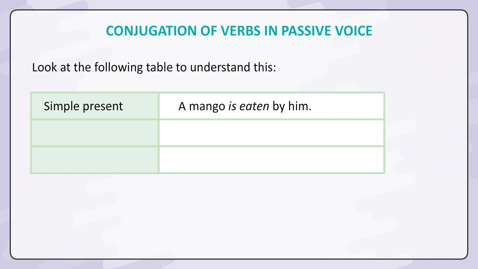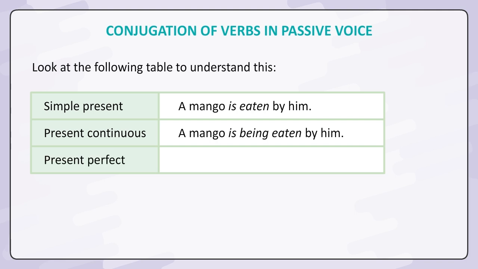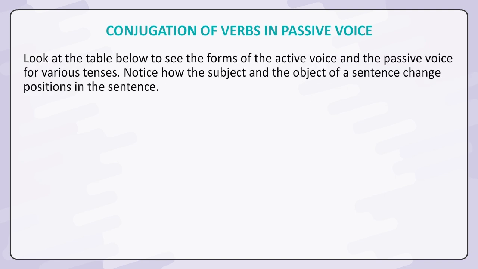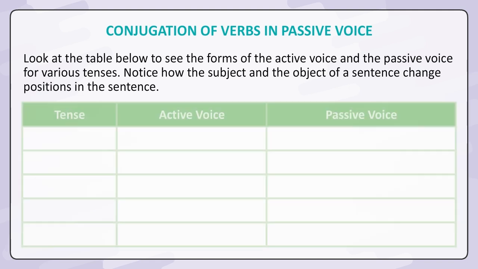Simple present. A mango is eaten by him. Present continuous. A mango is being eaten by him. Present perfect. A mango has been eaten by him. Look at the table below to see the forms of the active voice and the passive voice for various tenses. Notice how the subject and the object of a sentence change positions in the sentence.